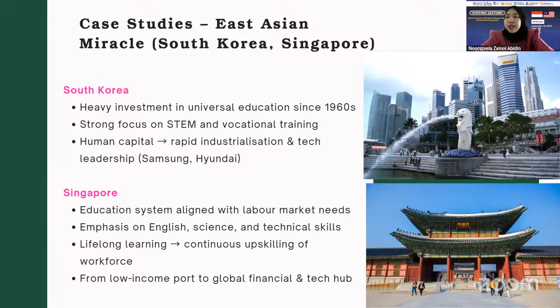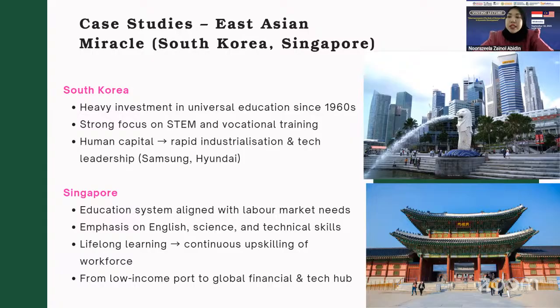So, the case study of South Korea and Singapore. We can see, okay, the East Asian miracle is often used to describe the rapid economic growth of countries like South Korea and Singapore. And a big part of the story is the investment in human capital. Okay, so for South Korea, heavy investment in universal education since the 1960s, and then a strong focus on STEM and vocational training. Over time, this human capital investment produced world-class companies like Samsung and Hyundai. Okay, so South Korea is now a global leader in technology and innovation.